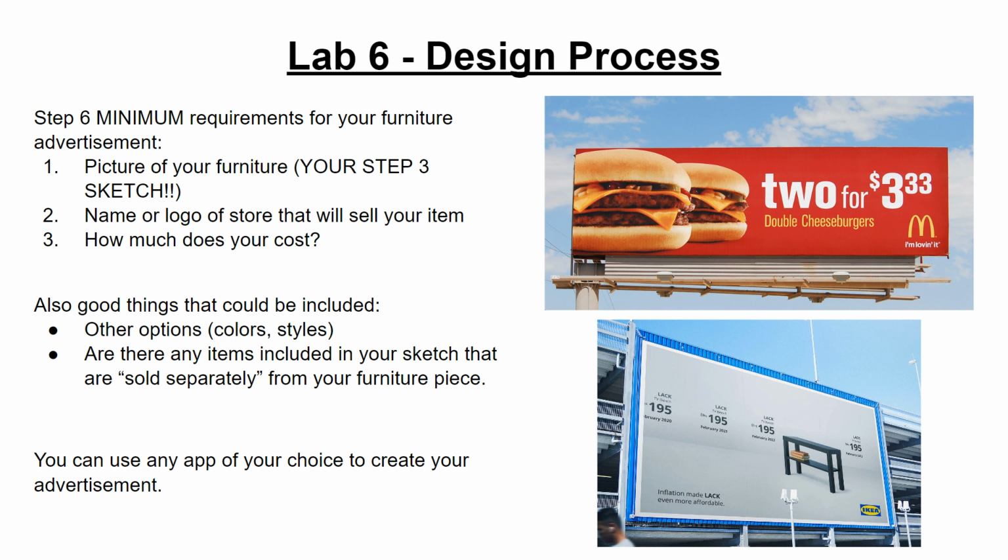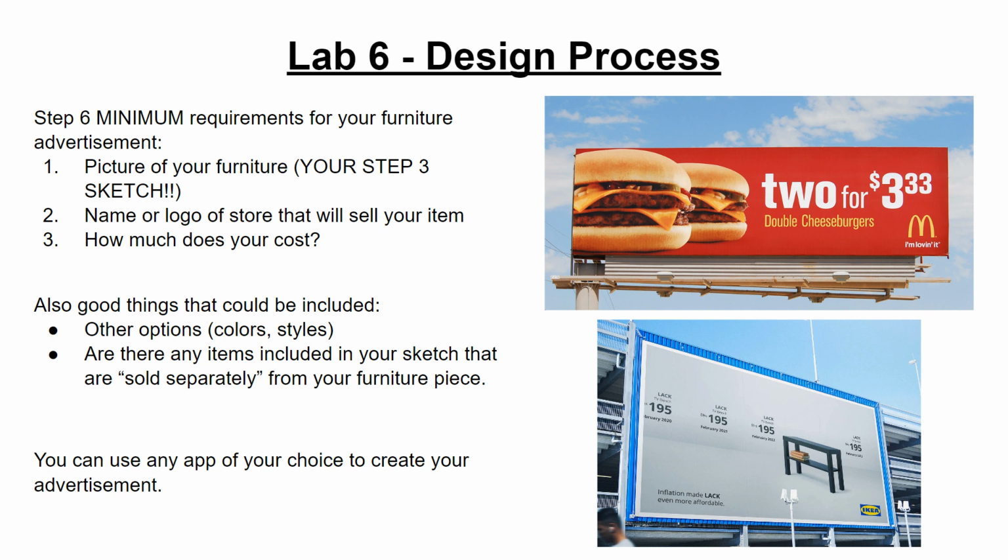Okay, you have to have a picture of your furniture. Your step 3 sketch that you spent time drawing is the perfect item to use as the picture in your advertisement. You need to have the name of the store or the logo of the store that will sell your item. And then you want to have how much it costs. There's other things you can include in your advertisement, but those are the 3 minimum things that you can put in there.